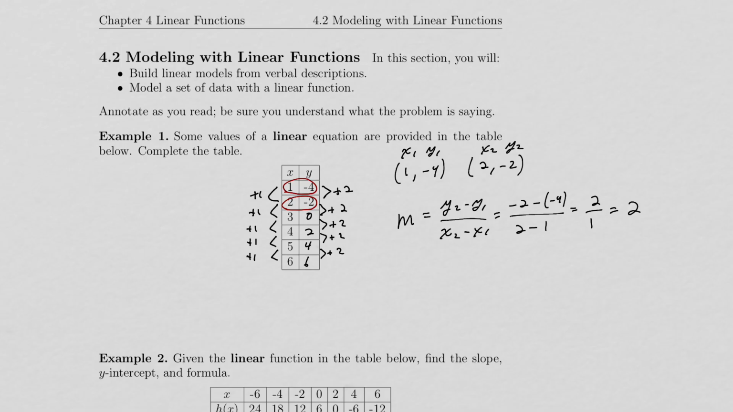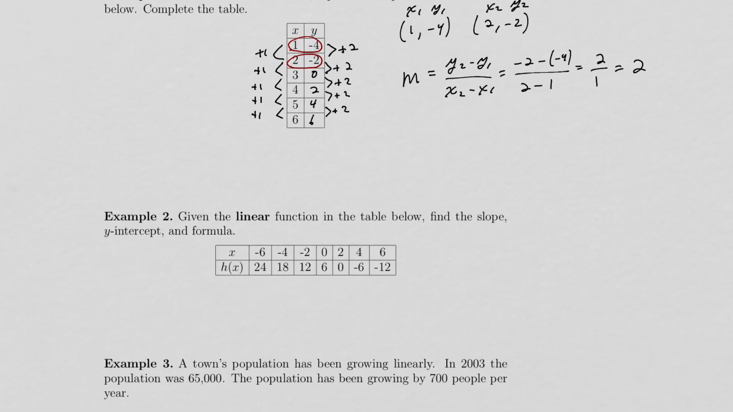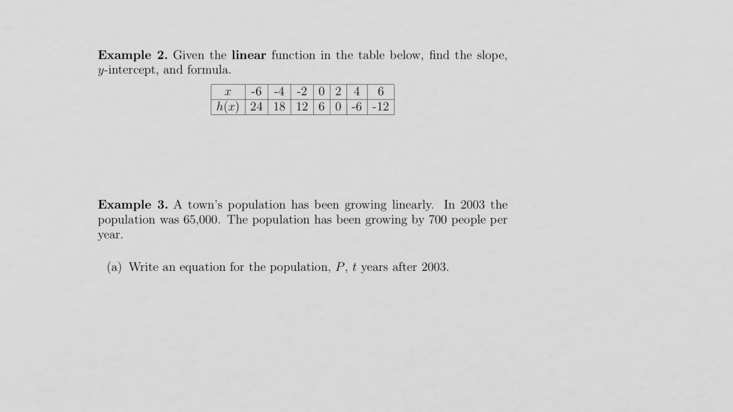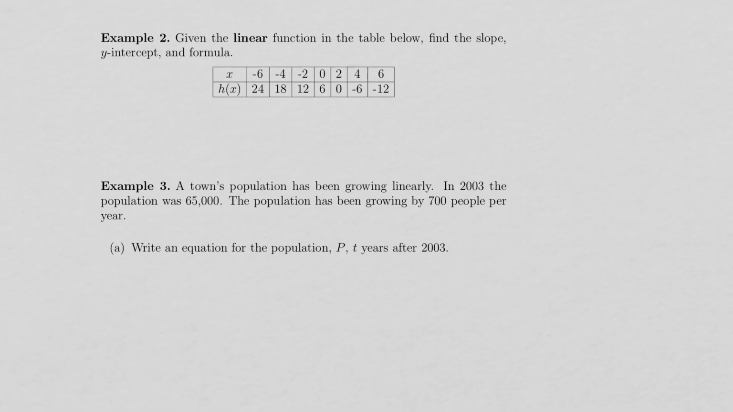Okay, here's another example. Let's say now we're given the linear function in the table, all the values are in there, and we want to find several things about that linear function. We want to find the slope, we want to find the y-intercept, and we want to find an equation for the linear function. Okay, so to find the slope, we can use any 2 points. It doesn't matter. Let me just pick the first 2. So I'll just use these 2 points.